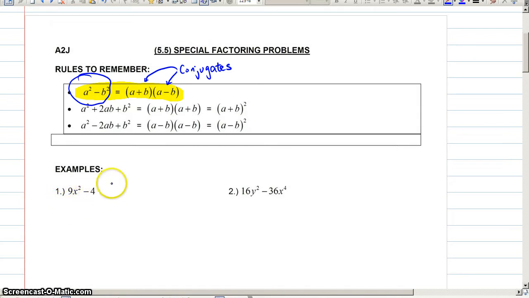9x squared minus 4, you only see two terms. It seems to be fitting this pattern. It is, in fact. The very first question we must ask, though, is there a greatest common factor, a number that divides into 9 and 4 other than 1? And actually there is not. So what we do instead is we try immediately to do the factoring that we see up above in the box. Now the fact that we have conjugates means that we'd see the same expression, pretty much just one is an addition and the other is a subtraction.